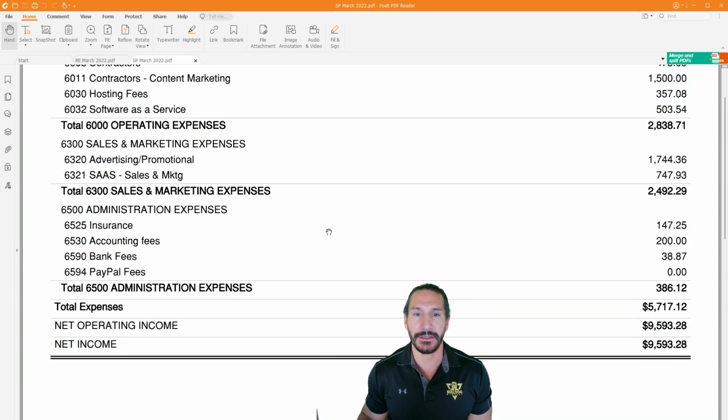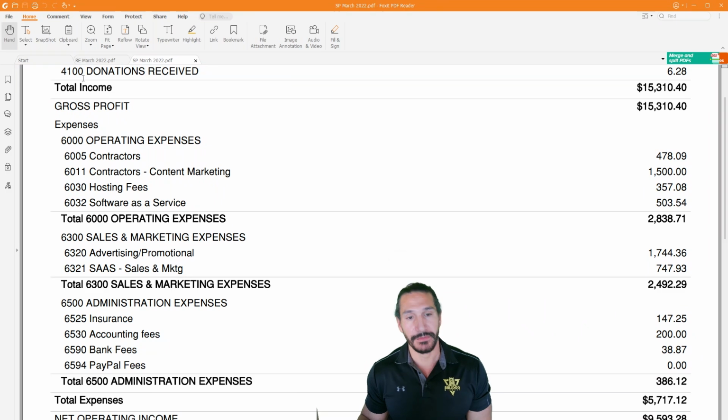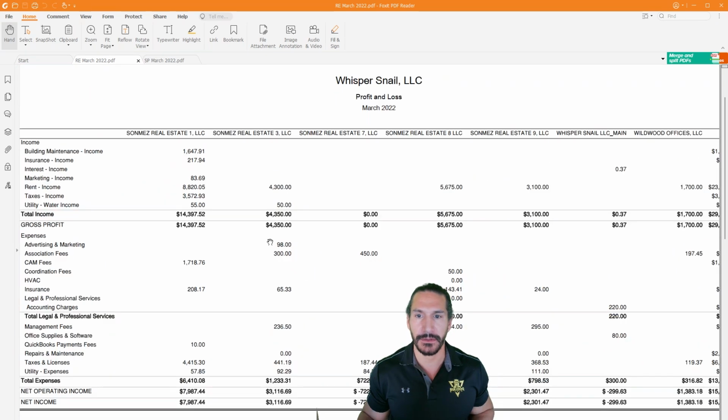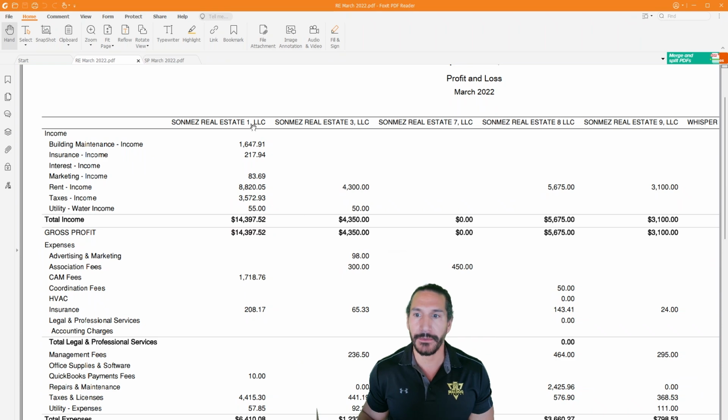Now, the second thing we're going to look at is the real estate business. So let's take a look at that. So real estate here, I've got it broken down by every single property, so you can see they're all under their own LLC. You can see the breakdown here.